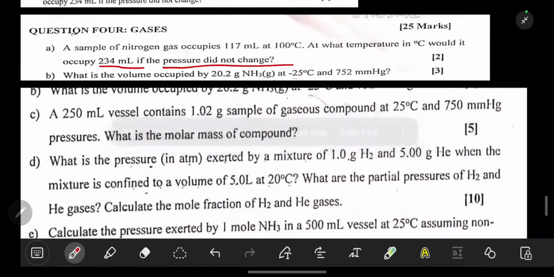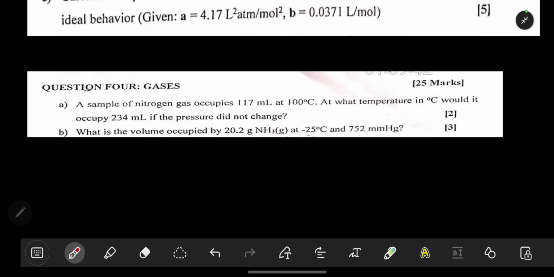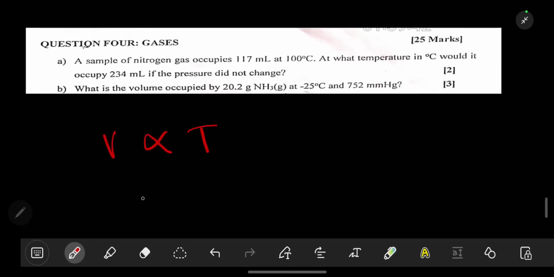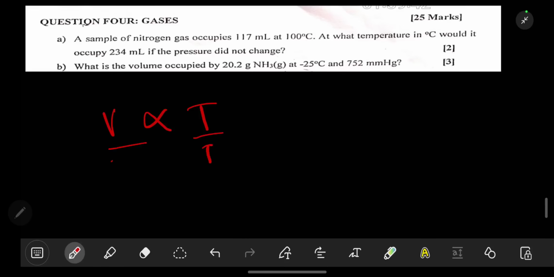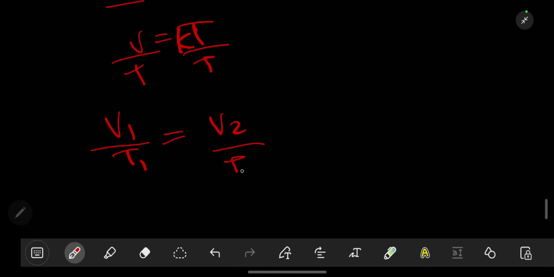Let's just move this question a bit. So here what we have is Charles' law. According to Charles' law, the volume is directly proportional to the temperature. Therefore, if you introduce now the equal sign, you have V is equal to kT, so V over T equals k. That's why for Charles' law we have volume number 1 over temperature number 1 should be equal to volume number 2 over temperature number 2.